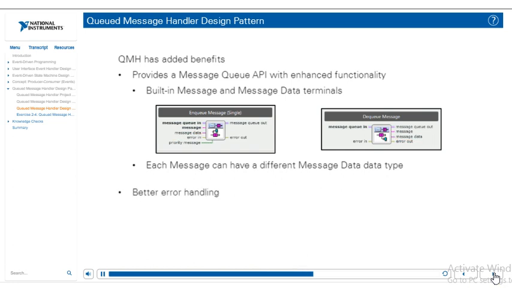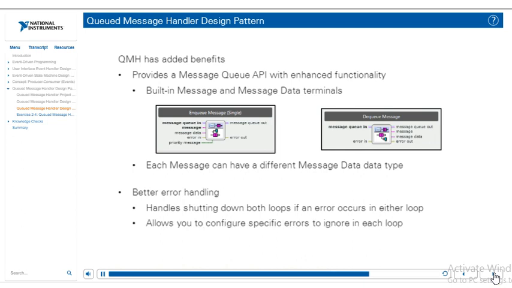2. The QMH provides better error handling. The QMH handles shutting down both loops if an error occurs in either loop. The QMH also allows you to configure specific errors to ignore in each loop. To further explore the queued message handler design pattern, I highly recommend that you complete the next exercise, which walks you through examining the queue.